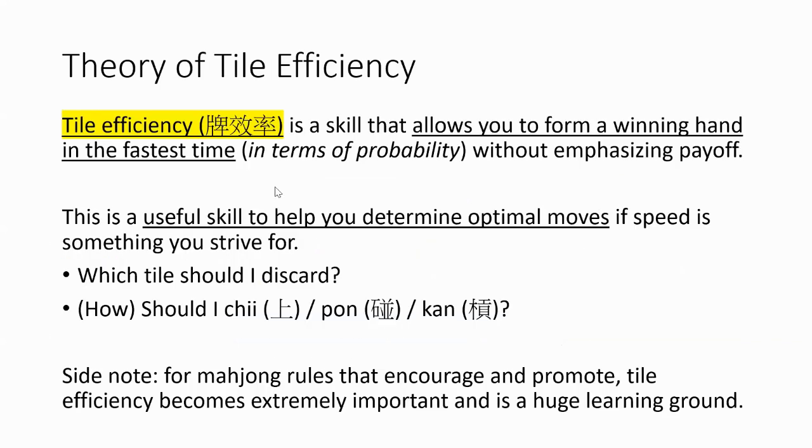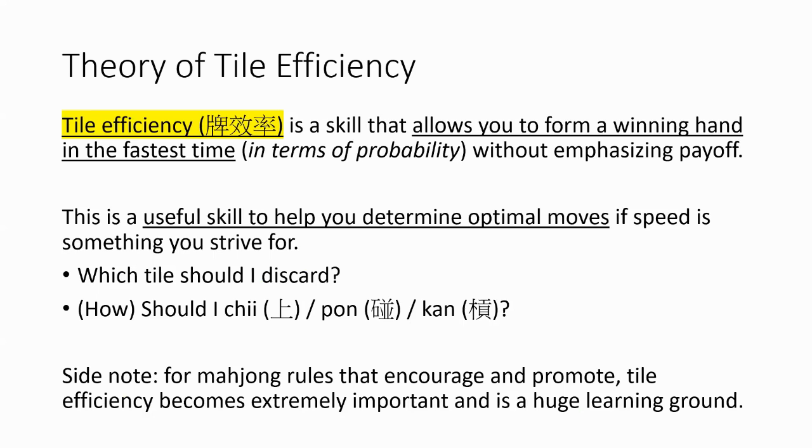So allow me to summarize a little bit. Tile efficiency is a skill which allows you to form a winning hand in the fastest time, without emphasizing the payoff, okay? By saying fastest time, it is actually measured in terms of probability. The more 有效牌數, the higher the probability that you will be decreasing your 向聽, okay?